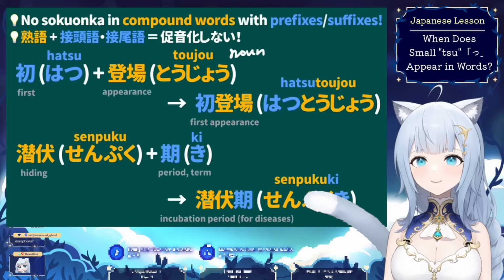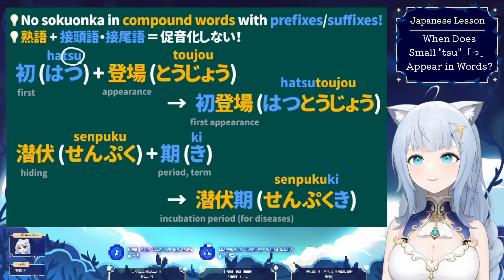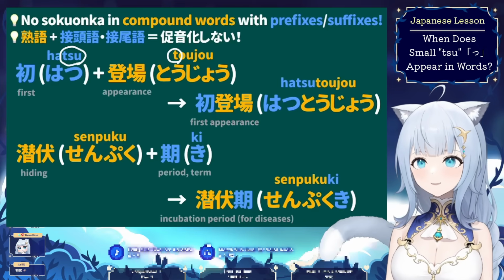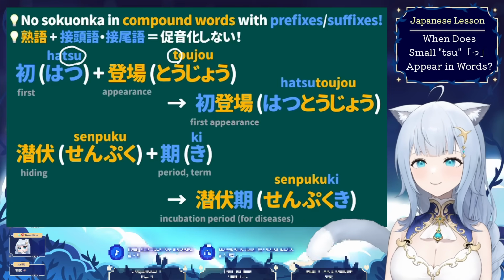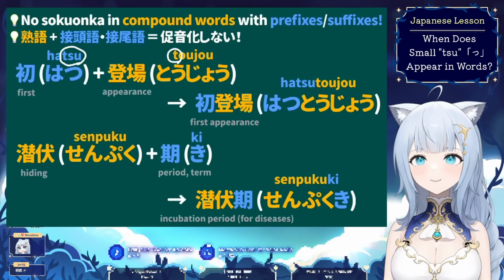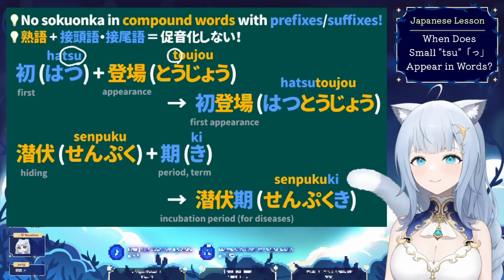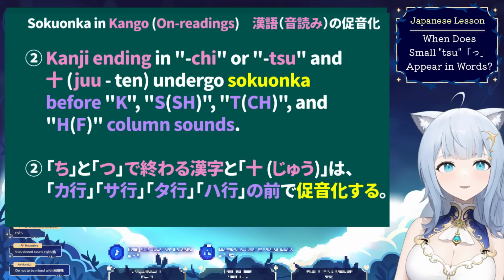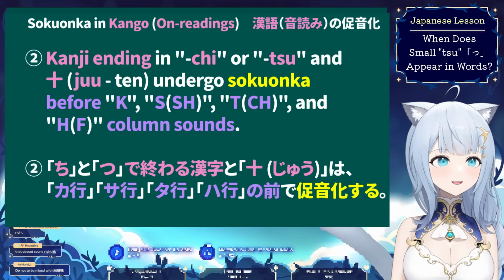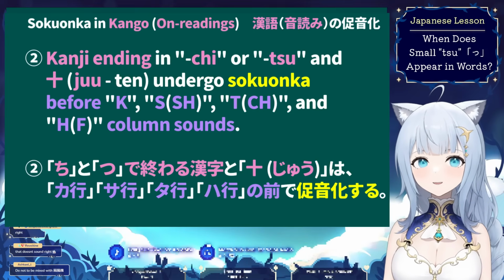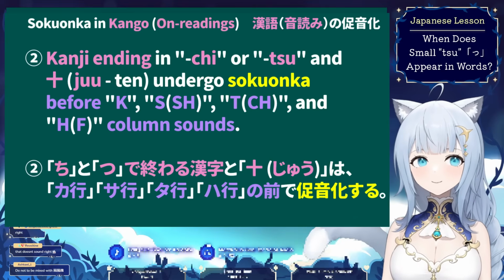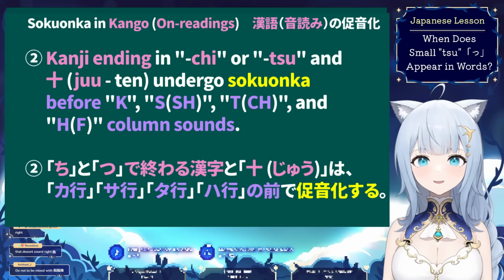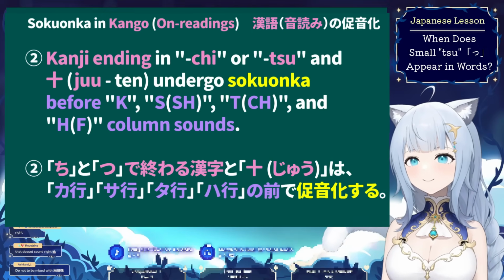So 初登場 in the sokuonka rule, there is tsu and T column. So by following the rule, it should be hatsutoujou with sokuonka. But it's not. Sokuonka rule in kango on reading number 2: kanji ending in chi or tsu, and the reading ju, which means 10, undergo sokuonka before K, S, T, and H column sound.